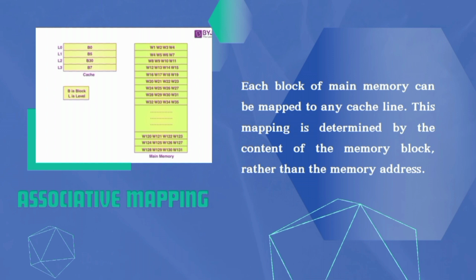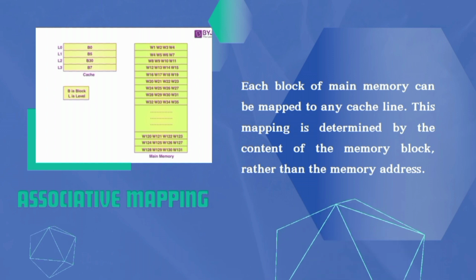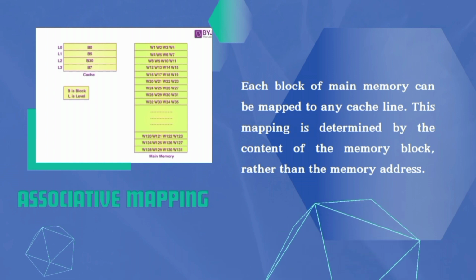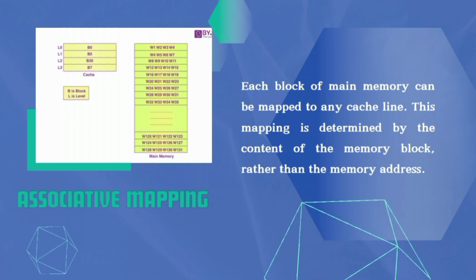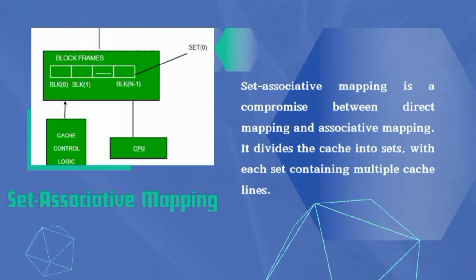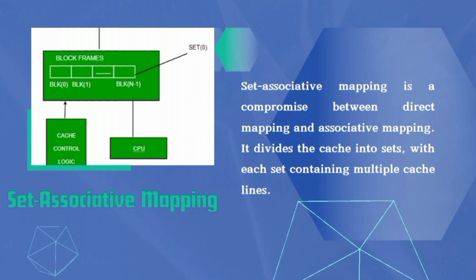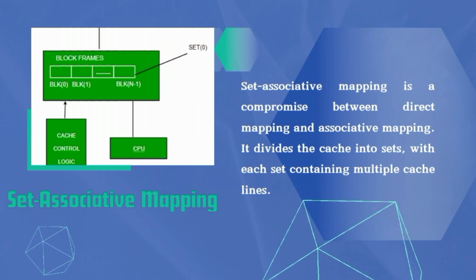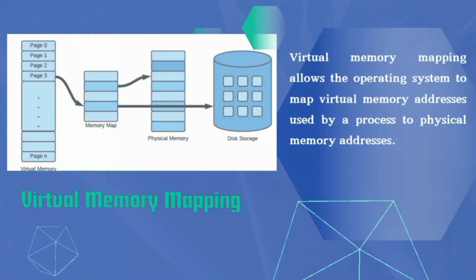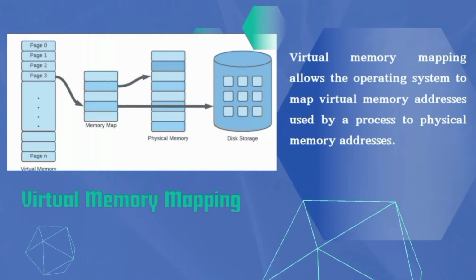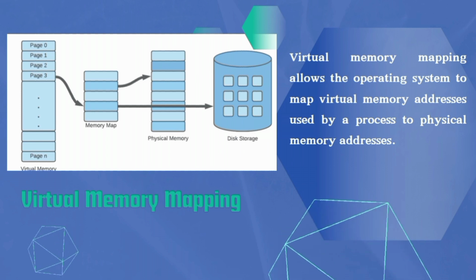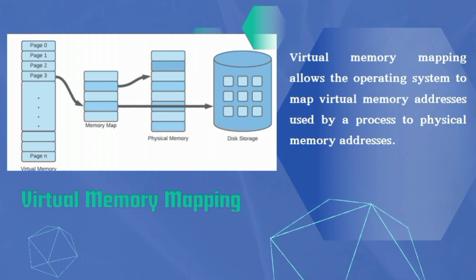Associative mapping: each block of main memory can be mapped to any cache line. This mapping is determined by the content of the memory block rather than the memory address. Set associative mapping is a combination of direct mapping and associative mapping. It divides the cache into sets, with each set containing multiple cache lines. Virtual memory mapping allows the operating system to map virtual memory addresses used by a process to physical memory addresses.